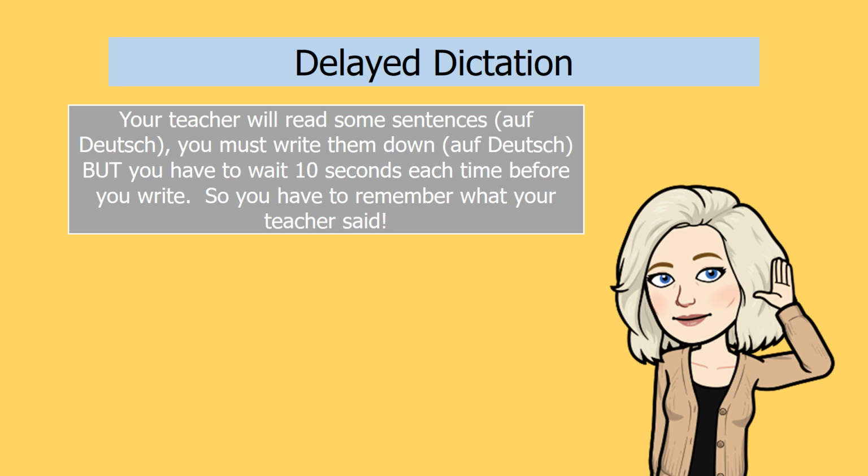Okay, so let's finish off with a little delayed dictation again. Same thing that we've done before. I will read some sentences out in German and you must write them down after you have waited 10 seconds. So you are training your brain to kind of retain all that information and then to produce it onto paper. Just some scrap paper or whiteboard is absolutely fine.